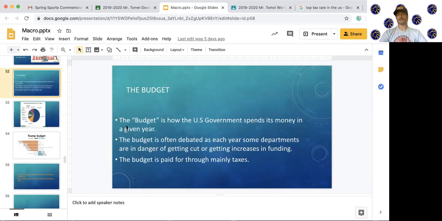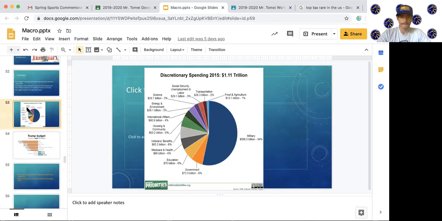And the budget comes out to be this huge thousands of pages of documents, and it's a formal document that has to be printed. Talk about a waste of paper. But the budget is pretty much paid for through taxes for the most part, and the budget can change year to year. It can change from president to president.